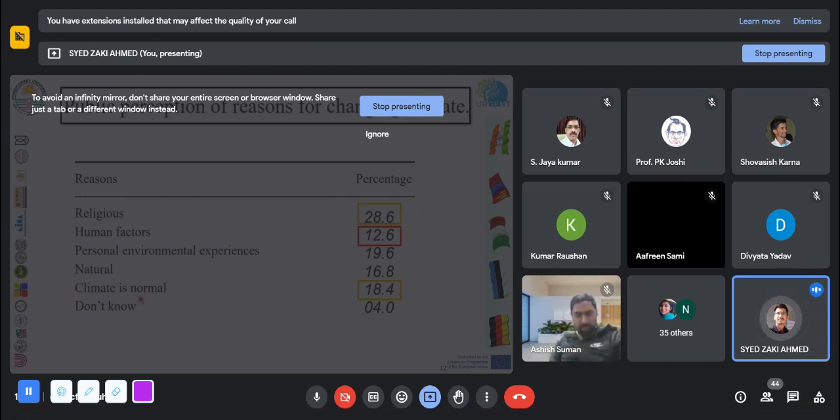And climate is normal: 18.4 percent of the respondents said that climate is normal, we don't have any problem with the changing climate. This is a very important thing to address, because local knowledge should be dispersed to everyone so that they can come up and do something to mitigate this problem and eradicate it in Chennai city.